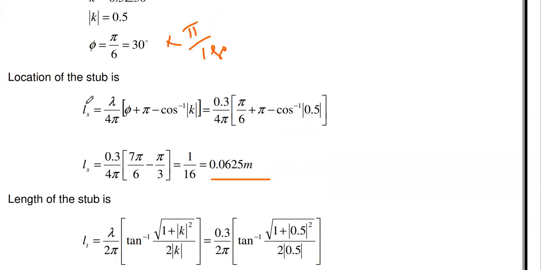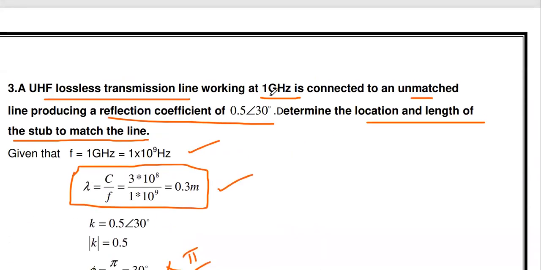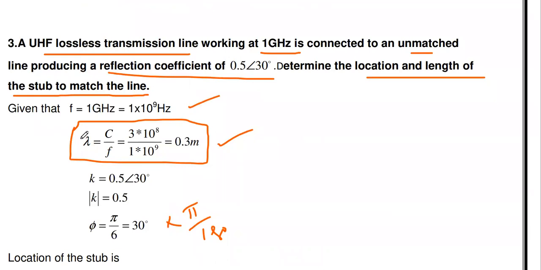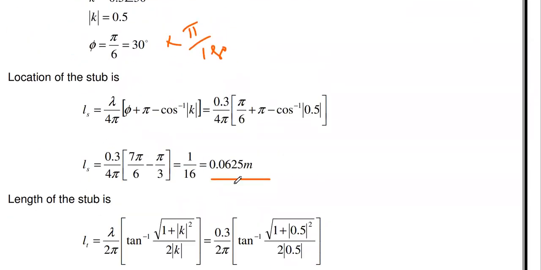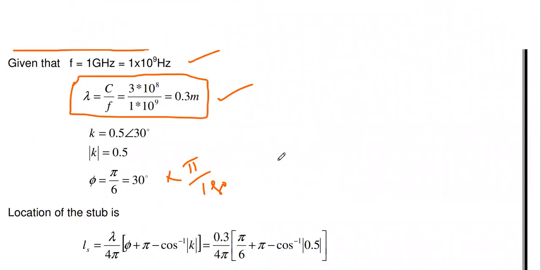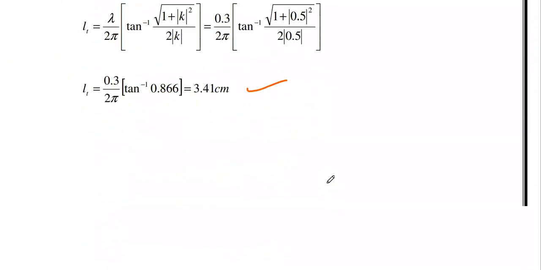Here the location and stub answers are calculated in meter, since the operating frequency is given. Operating frequency given means we have to calculate lambda, then you substitute the lambda value in the problem. This is one type. So in the third problem, reflection coefficient and frequency were given, and we calculated the location and the length. This is the third type of problem.